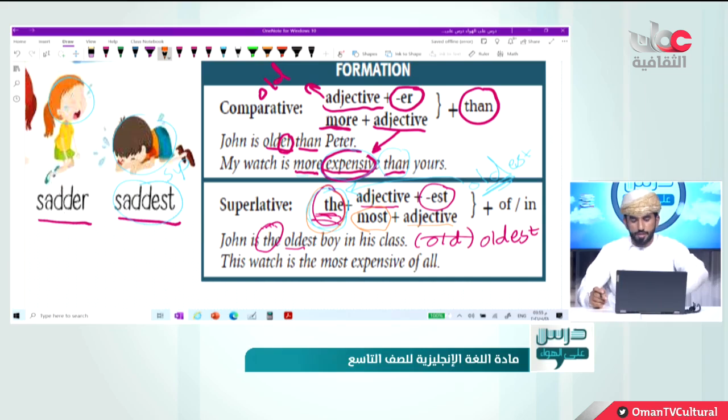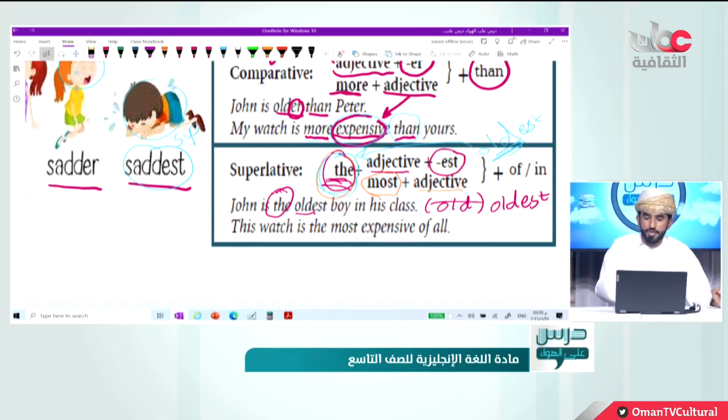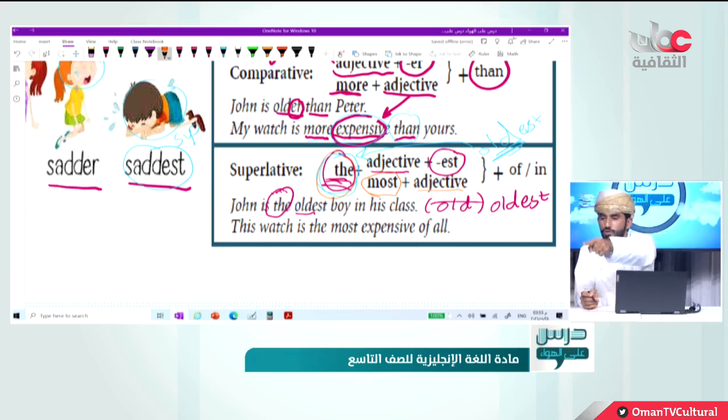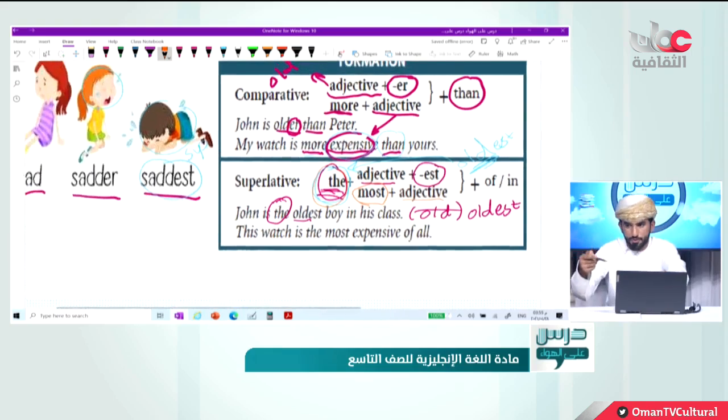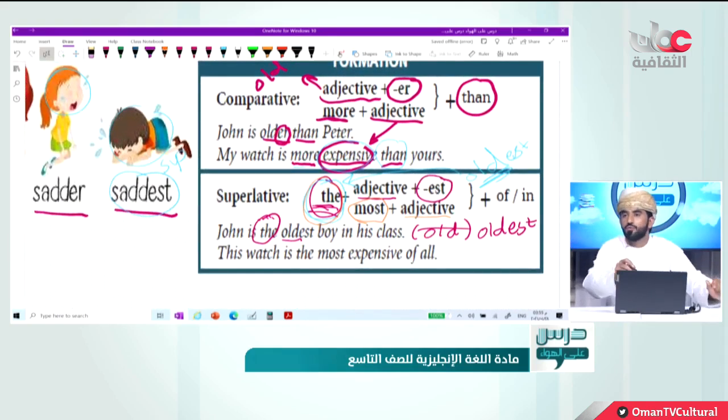Look at these two sentences, for example. John is the oldest boy in his class. Who can tell me? Why didn't we write the most oldest? Why? Because old is only one syllable. Exactly. And what does the rule say? The rule says that if you have a one syllable adjective, continue. Very good. Yes, we add only the. We don't add most. Very nice.